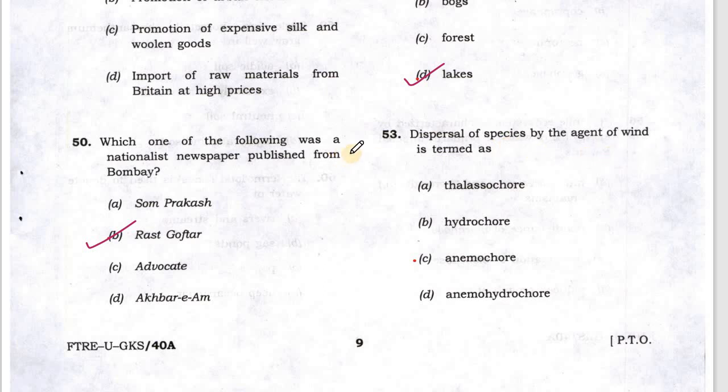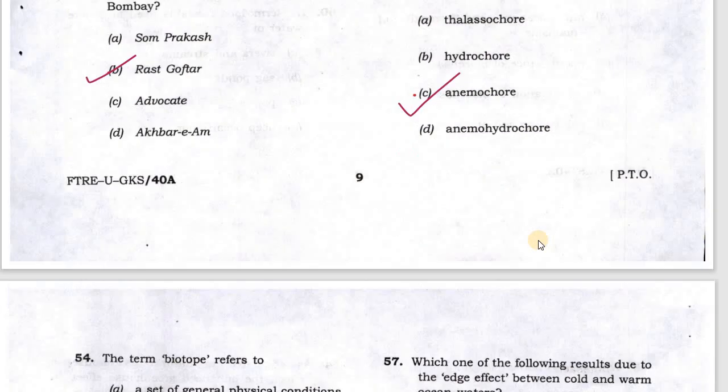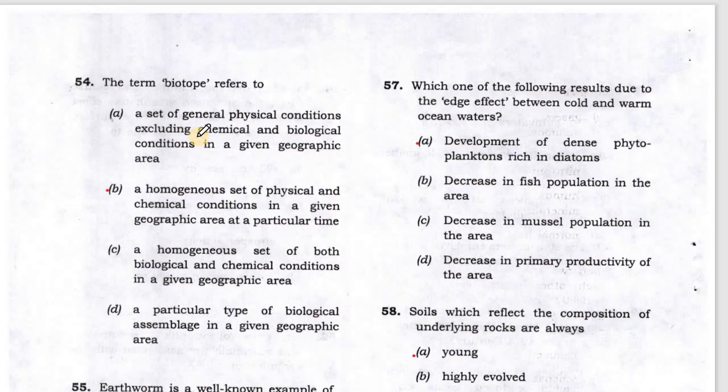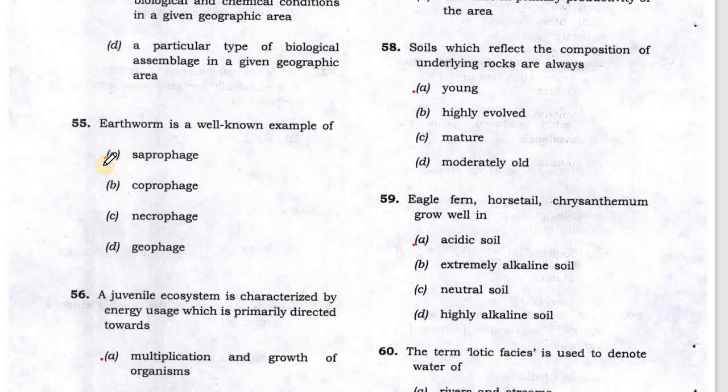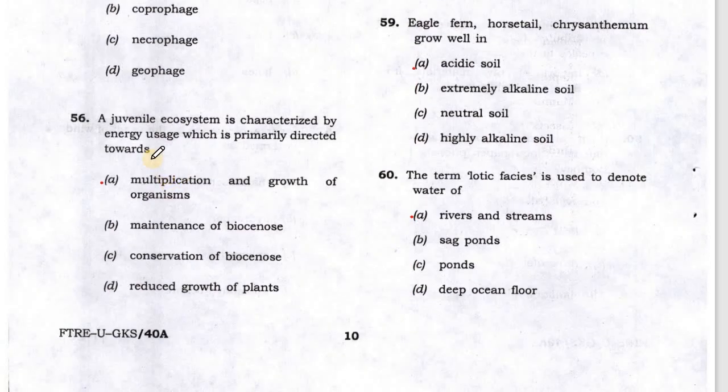Next is 53. So this answer will be the C answer. Then the biotope, it will be the B answer. And the earthworm, it is the A answer, saprophage. And next the juvenile ecosystem. So juvenile ecosystem, it is the multiplication and the growth of the organisms. So that's why it is juvenile.